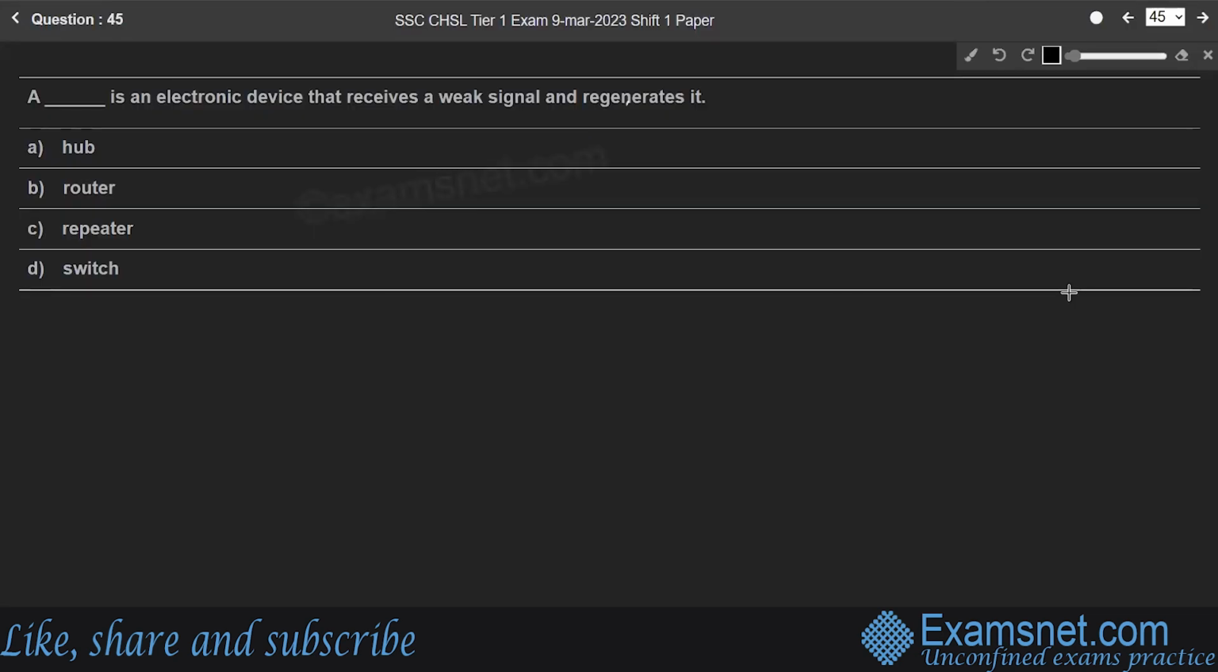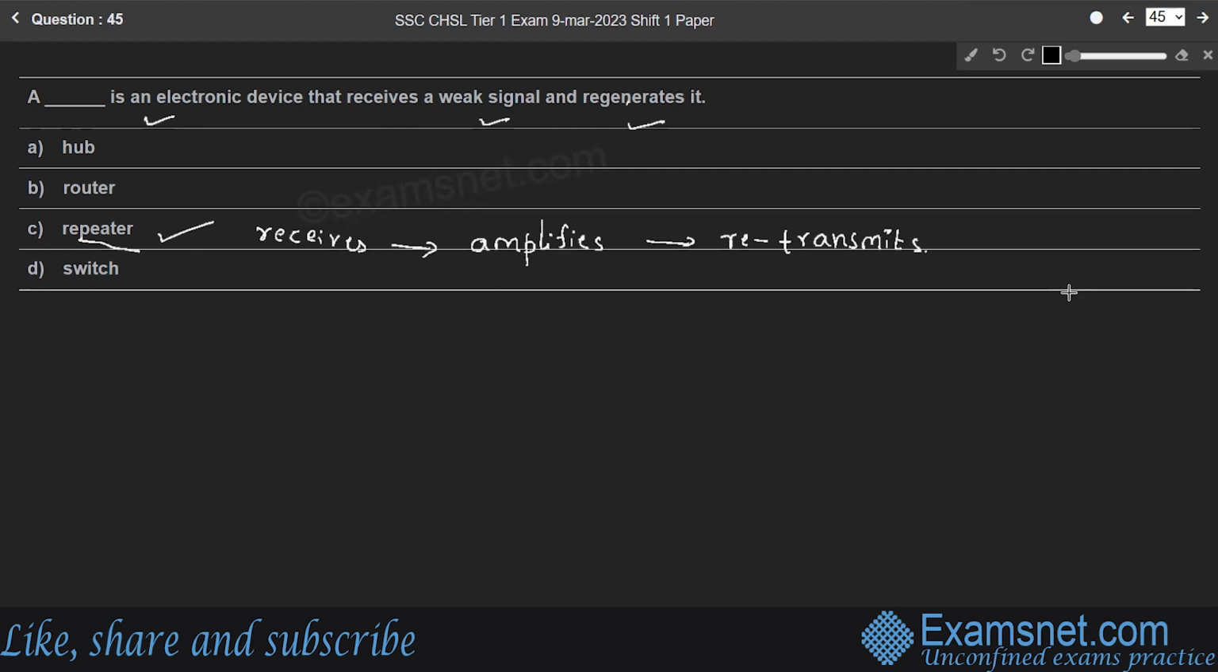Question 45. A dash is an electronic device that receives a weak signal and regenerates it. Here option C, repeater is an electronic device that receives a signal, amplifies it, and then retransmits it to extend its range or reach. So here it receives a signal, then amplifies the signal and then retransmits the signal to extend its range or reach. Therefore, option C is the right answer.